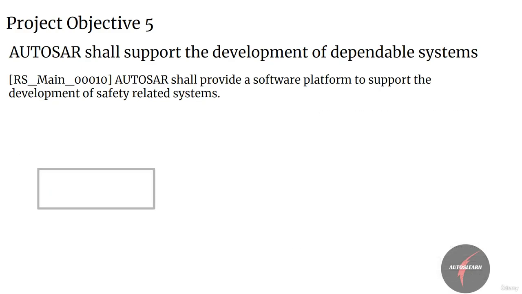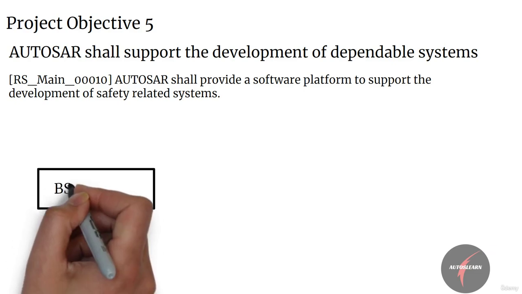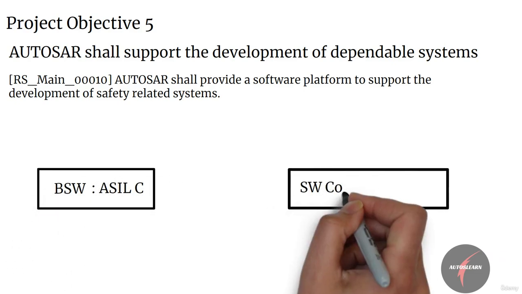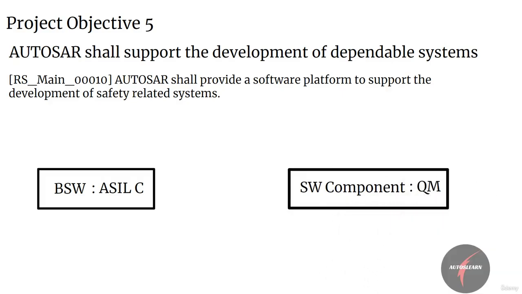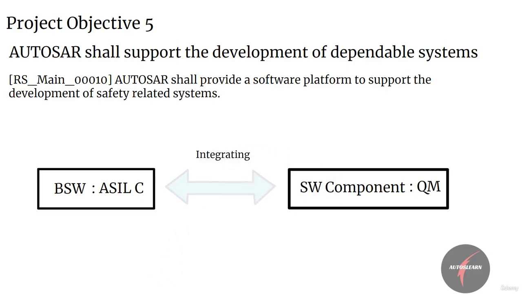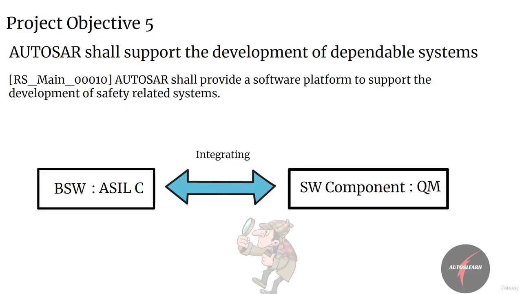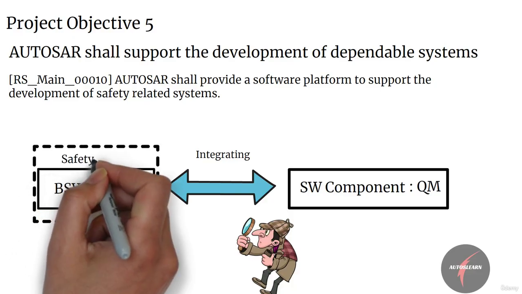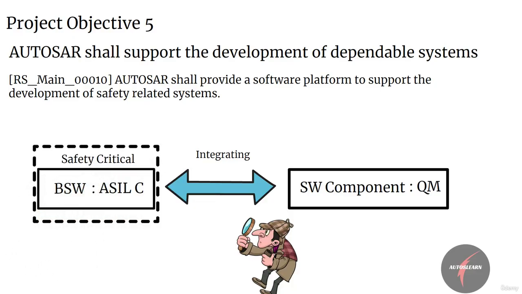To understand this statement better, let's assume the basic software module is of higher SL, higher safety relevant software, say ASIL C. Now, if the software component is of QM, which is of lower SL or less safety relevant software, then while integrating this with the basic software module, there has to be a mechanism in place to monitor the interaction of the software component with the basic software so that the software component does not interfere with the safety critical functions of the basic software. Hence, freedom from interference.